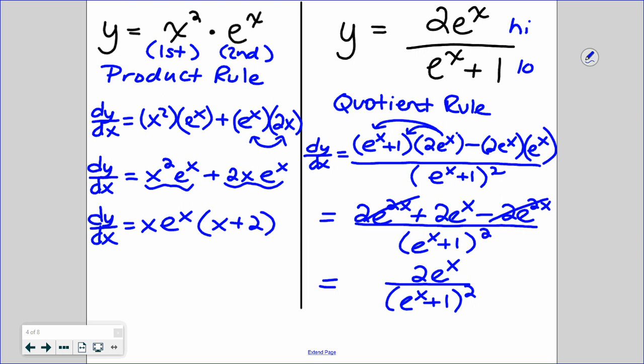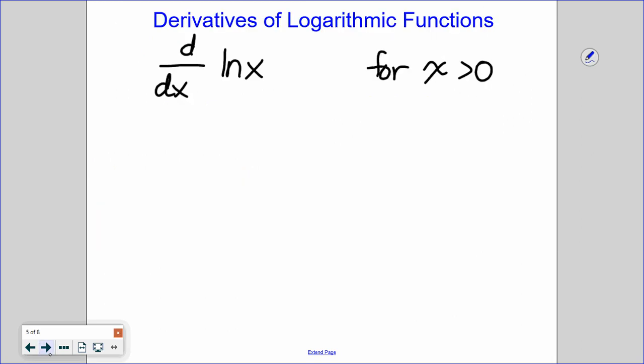Moving on. Let's now look at the derivatives of logarithmic functions. I just want to remind you that a logarithmic function is the inverse of an exponential function. So natural log of x is the inverse of e to the x. And the derivative of natural log of x actually equals 1 over x, for x greater than 0.